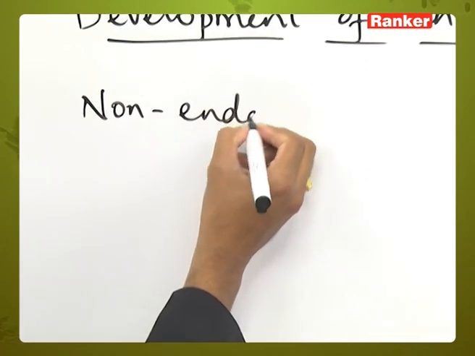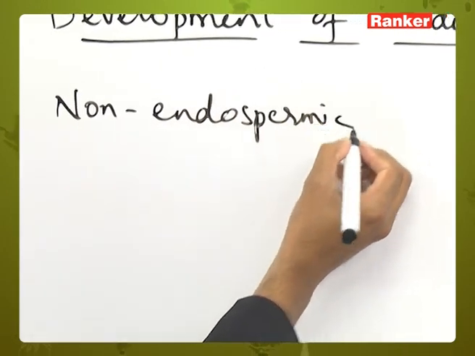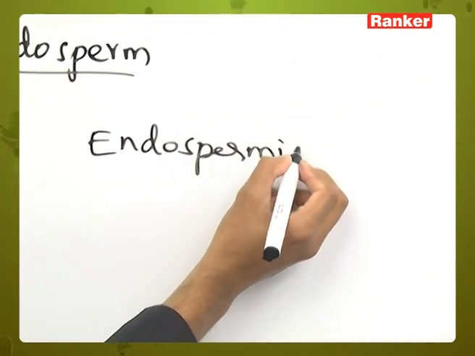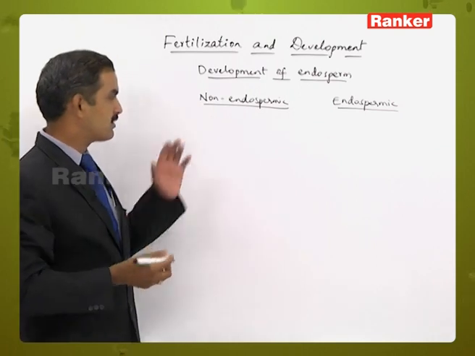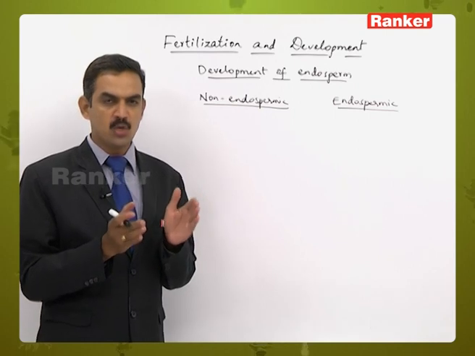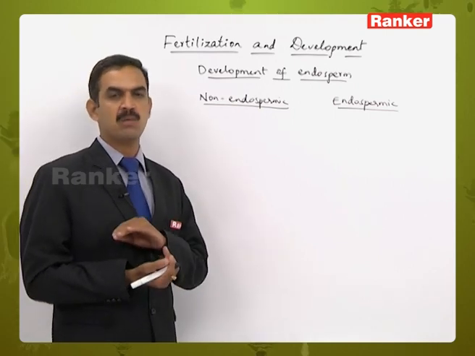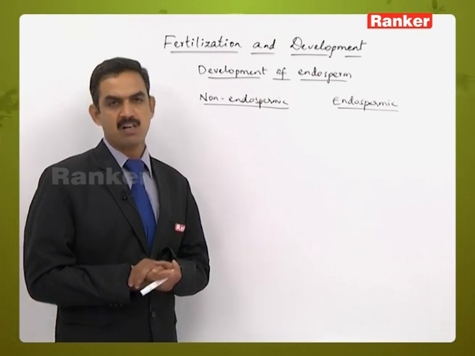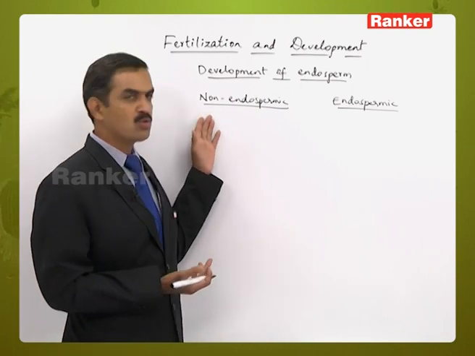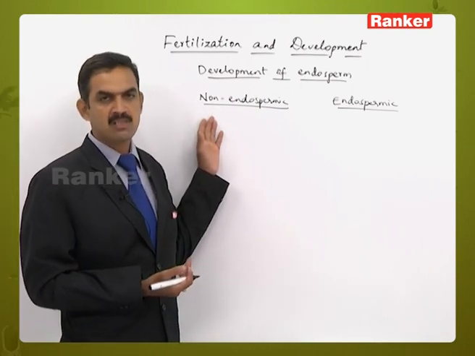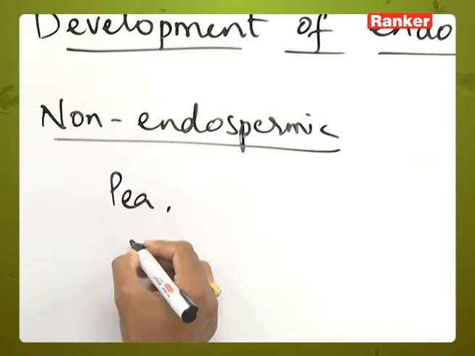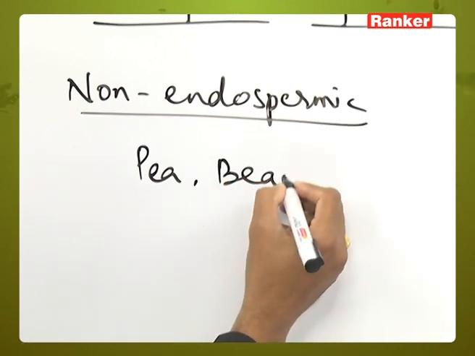One is non-endospermic seeds and the other is endospermic seeds. Non-endospermic means by the time of seed maturity, the embryo has completely consumed the endosperm, that means the endosperm is completely exhausted, utilized by the developing embryo. So, at the time of maturity there is no endosperm inside the seed. Such seeds are called non-endospermic seeds, which can be seen in pea, beans, such examples.